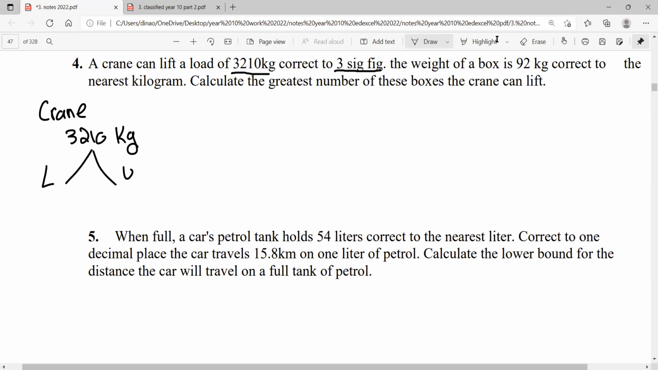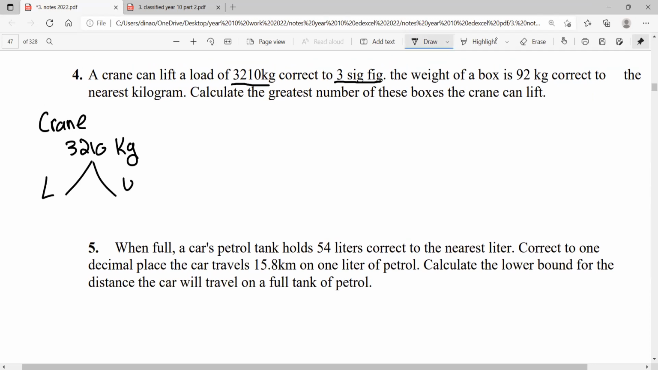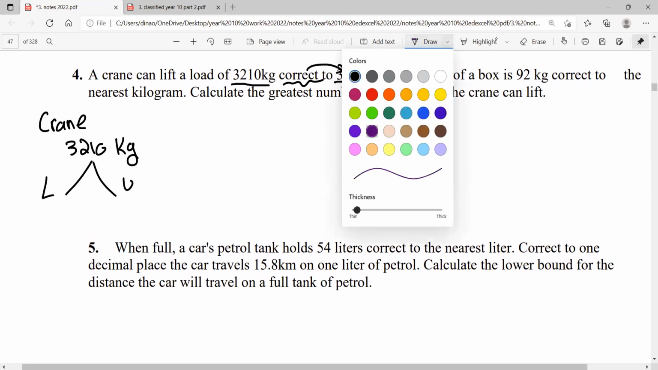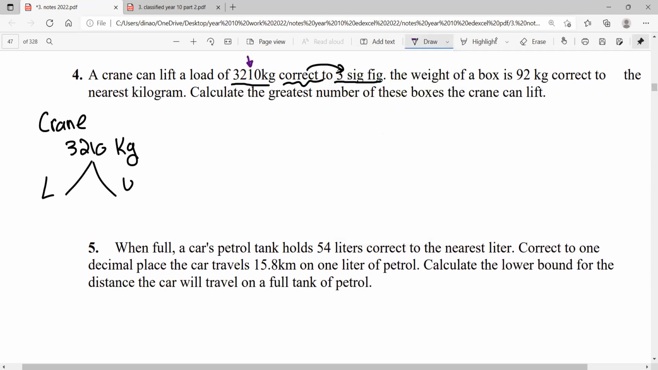Now, what is given after the word correct is the third significant figure. So let's look for the third significant figure here. The third significant figure is the 1, and the place value of the 1 is tens. The value of the tens is 10. Divide by 2, which is 5. Add to find the upper, subtract to find the lower. Let's understand what these numbers are.